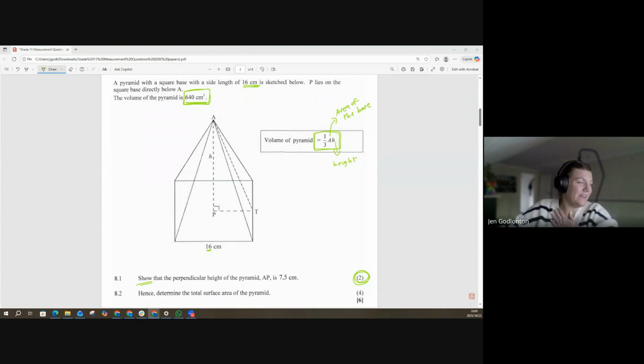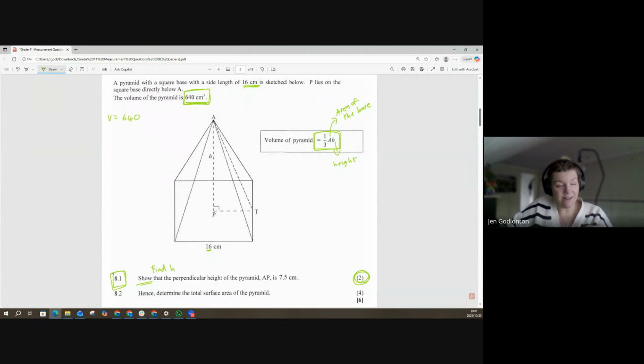Okay, let's have a look at 8.1. So in 8.1, we're trying to show that the perpendicular of the height is something. So what this is actually asking us to do is to find h. Now let's think about what information they've given us. They've given us the volume. So we know the volume is 640.